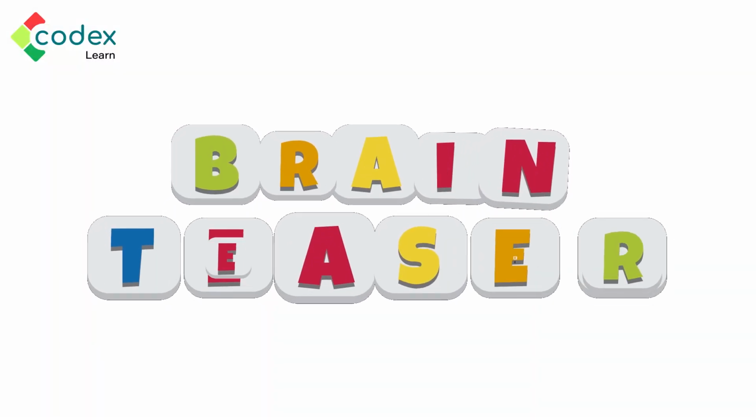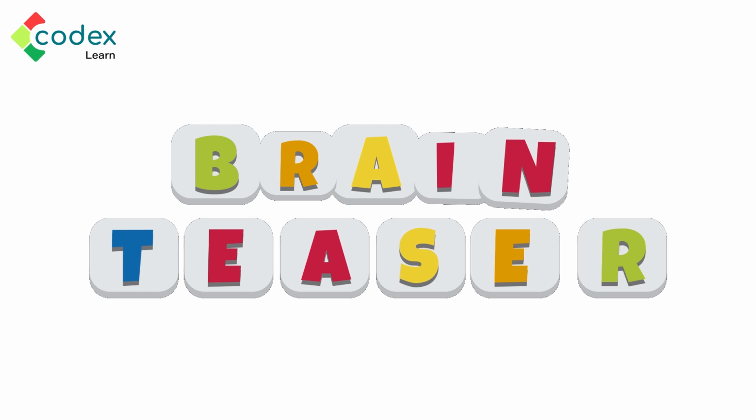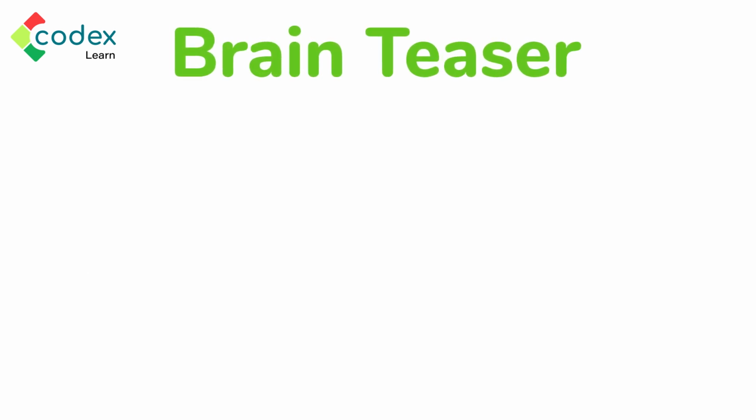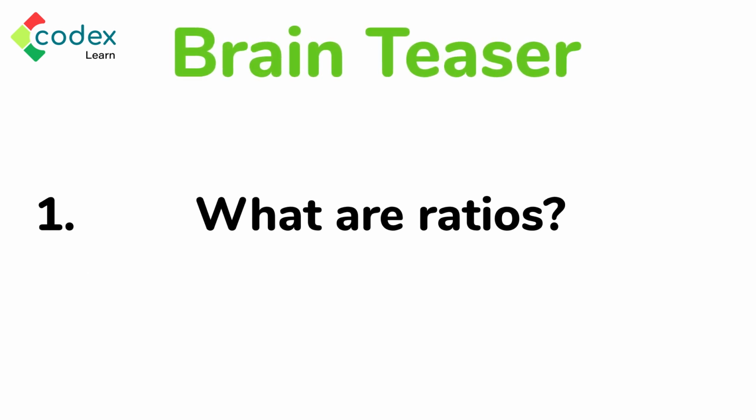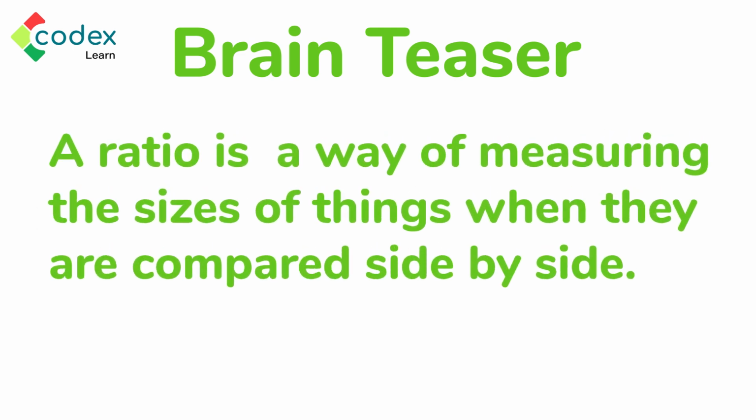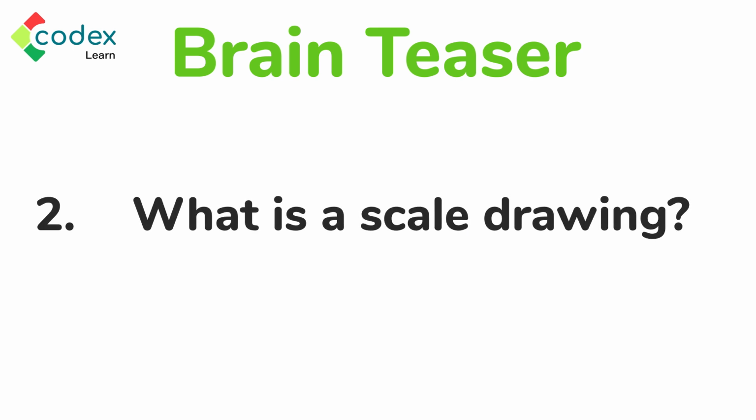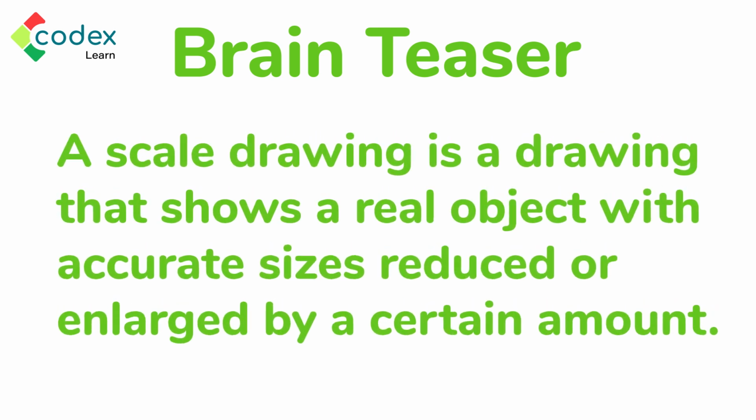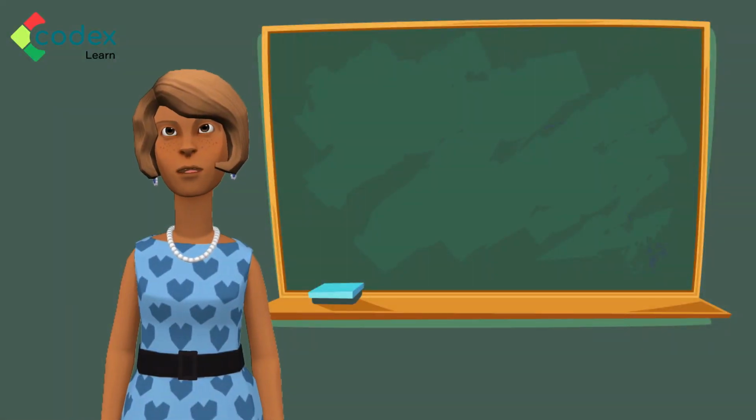Before we finish off here, let me ask you a few questions. This will help me know how well you got on in the lesson. Are you ready? Alright. 1. What are ratios? That is great! A ratio is a way of measuring the sizes of things when they are compared side by side. 2. What is a scale drawing? That is excellent! A scale drawing is a drawing that shows a real object with accurate sizes reduced or enlarged by a certain amount.